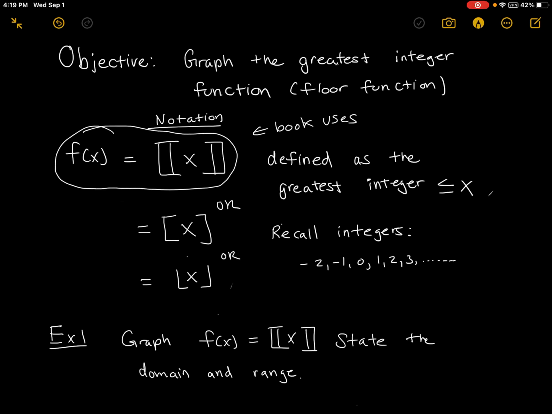Okay, so when you read this, this is the greatest integer function. And the definition of the greatest integer function is the greatest integer less than or equal to x. Whenever you plug into this function, think of what's the greatest integer less than or equal to what you just plugged in. We'll talk about what that means in a second here. And just recall, your integers are basically your counting numbers that could be positive or negative. It could be zero, but they're just not fractions.